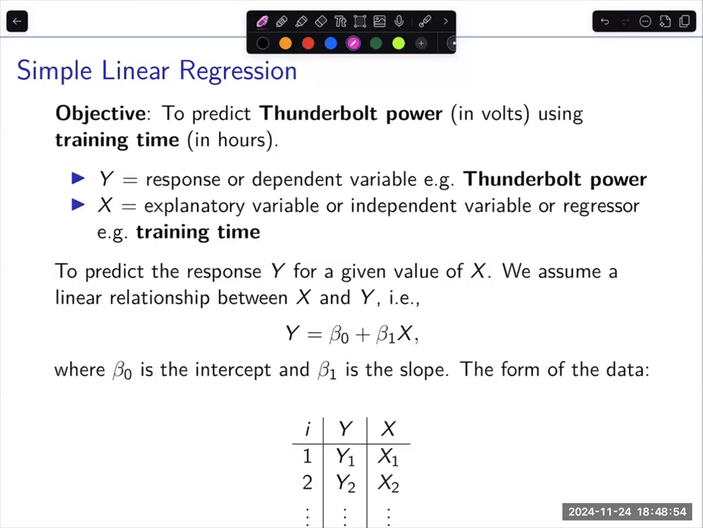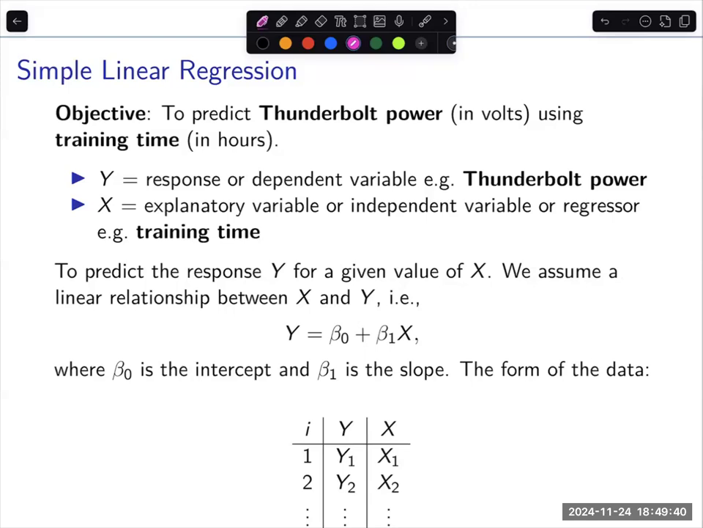Again, in the simple linear regression model, we are trying to make a prediction about one variable using the other. Here, we are going to put Thunderbolt power as the one being predicted and the training time as the one that makes the prediction. Conventionally, we use Y as the response variable or dependent variable that we want to predict, and X as the explanatory variable or independent variable. Sometimes they are called regressor or predictor. Here, the Y in our example would be Thunderbolt power, and X would be the training time.